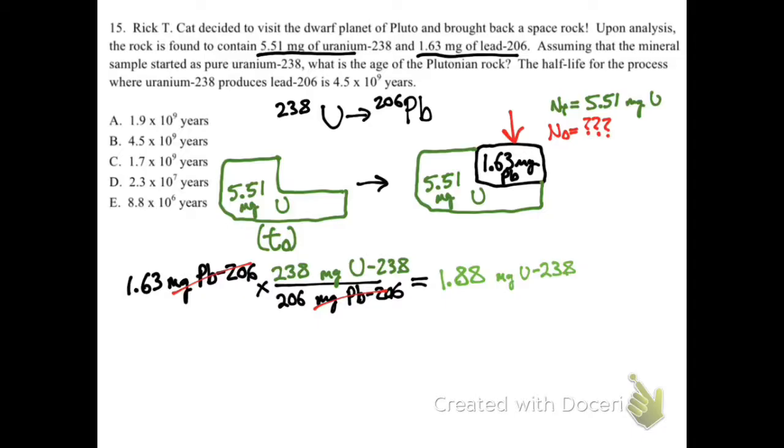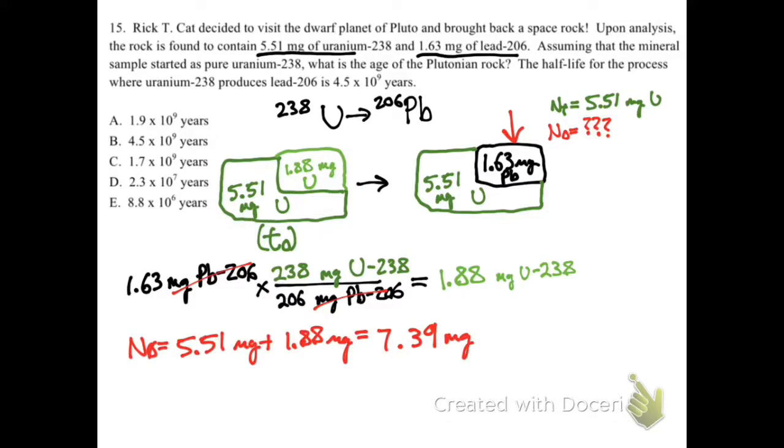So now our mystery is solved. That lead, back when it used to be uranium, was 1.88 milligrams of uranium. So that 1.88 milligrams of uranium turned into the 1.63 milligrams of lead that we have today. So now to get n sub 0, all that we have to do is take the amount that is still remaining, circle this one here, and add it to what we figured out the lead used to weigh back when it was uranium. So let's add those together. So total, it's 7.39 milligrams.